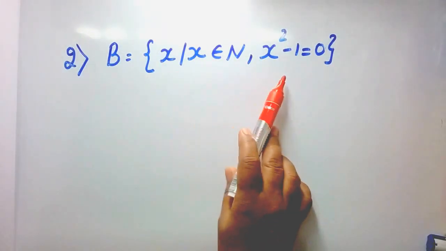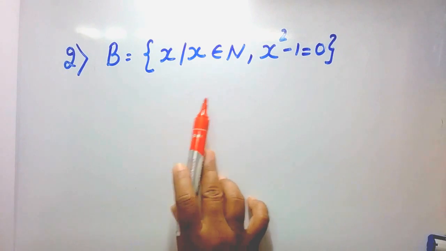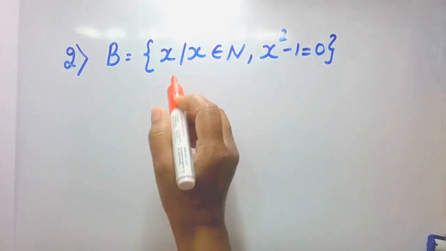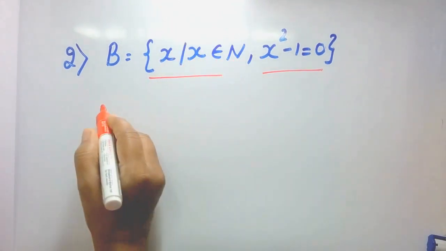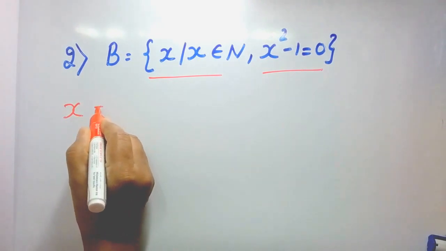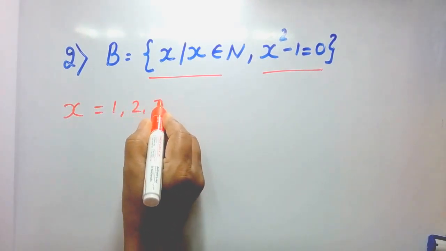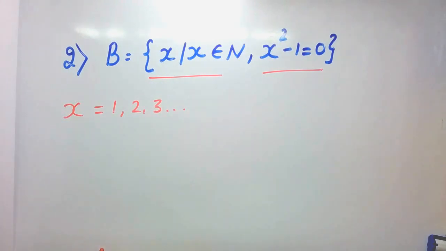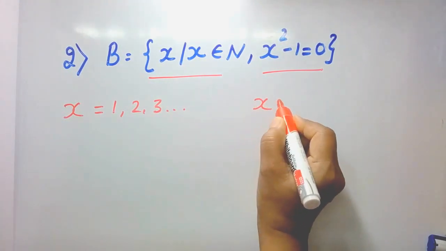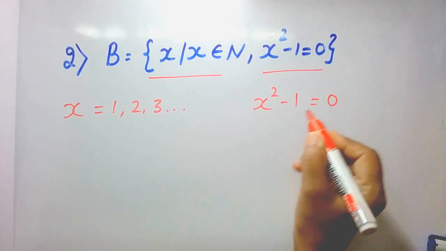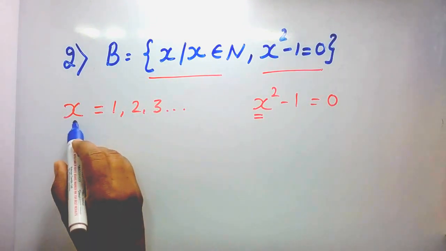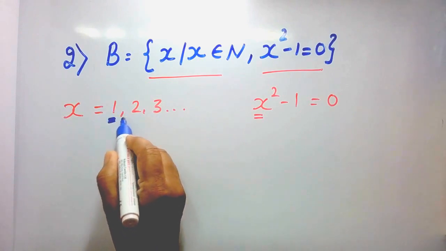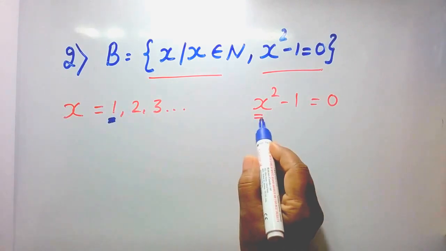Second question, the same thing. To check whether it is a singleton set or empty set, divide again into two different parts. We have B = {x such that x belongs to natural number}. Natural numbers are 1, 2, 3 and it goes on. Natural number starts from 1. You have to check that x square minus 1 is equal to 0. That means in the place of x, you have to put different numbers from here.